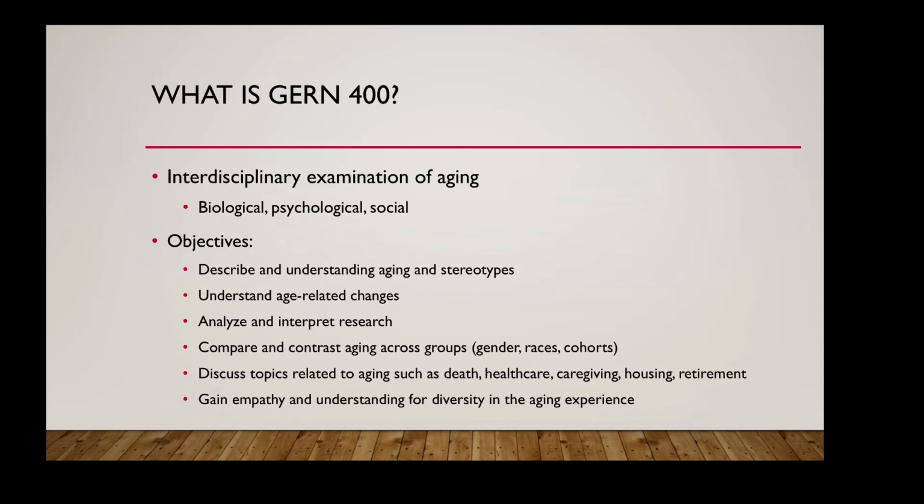There are a lot of objectives to accomplish in this course, and you can read the full detailed list in the syllabus, but kind of an overview is that I want by the end of this course for you to be able to describe and understand aging and stereotypes, and also understand age-related changes, both biological, psychological, and socially. I want for us all to take time to analyze and interpret research related to aging and be able to evaluate the effectiveness of that, and also compare and contrast aging across different groups, like different genders, races, cohorts.